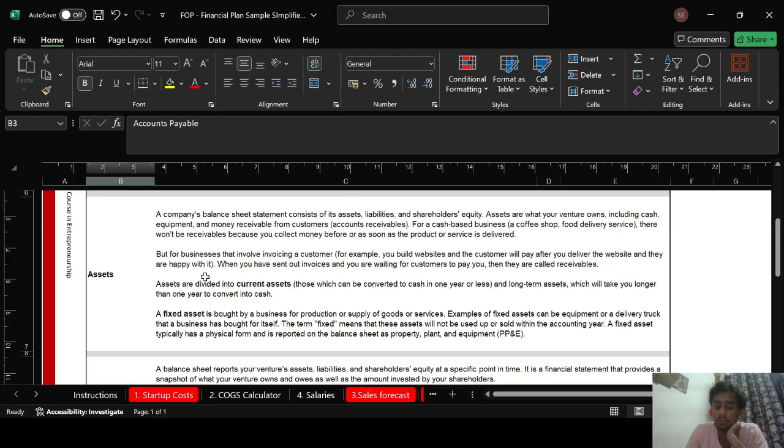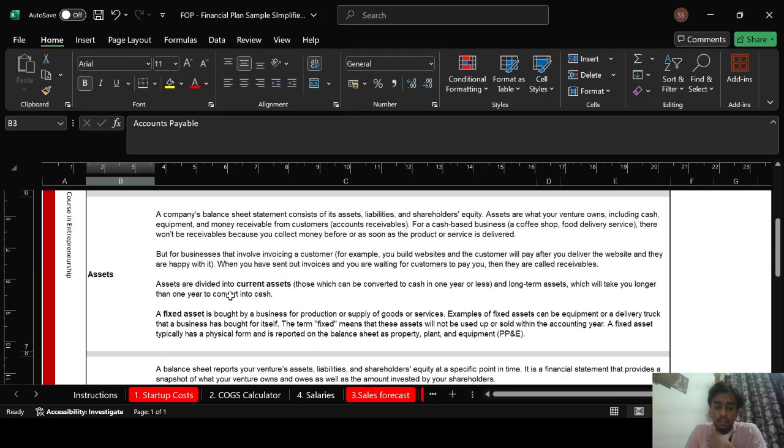But for a business that involves invoicing a customer, for example, you build websites and the customer will pay after you deliver the websites and they are happy with it, when you have sent out invoices and you are waiting for your customer to pay, then they are called receivables. Assets are divided into current assets, those which can be converted into cash in 1 year or less, and long-term assets, which will take you longer than a year to convert into cash.